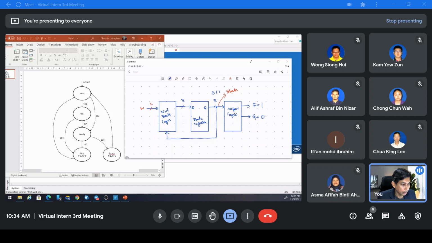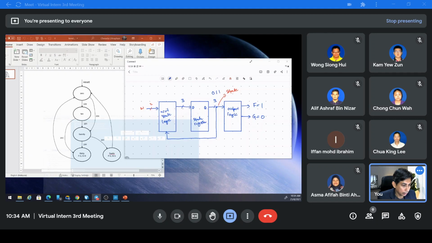Okay, so please check. Oh, we have two persons that are not in the group, right? So I will share in the WhatsApp, yeah. So you can get the file from here.